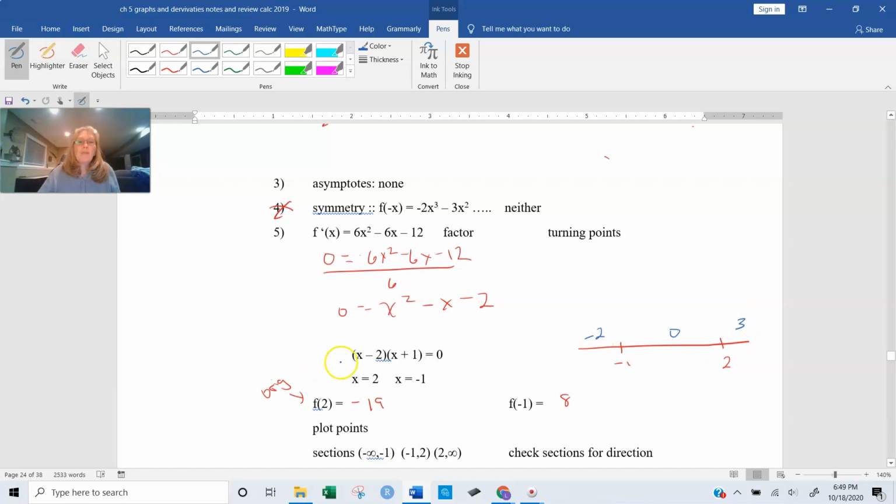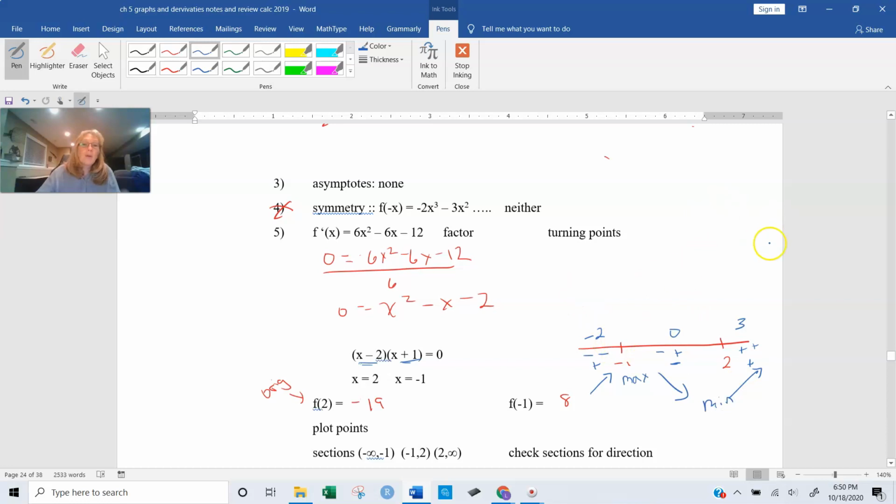So when you plug in negative 2 here, this is negative and negative. So negative times a negative is a positive. That means this one is going up. And then we would have plugged in 0 here and here. So 0 would have given us a negative and a positive, so overall it's negative. So this one's going down, which means negative 1 is a max. Then we would have plugged in the 3. So we have a positive and a positive, giving us a positive answer. So it's going up, which means my 2 is a min.